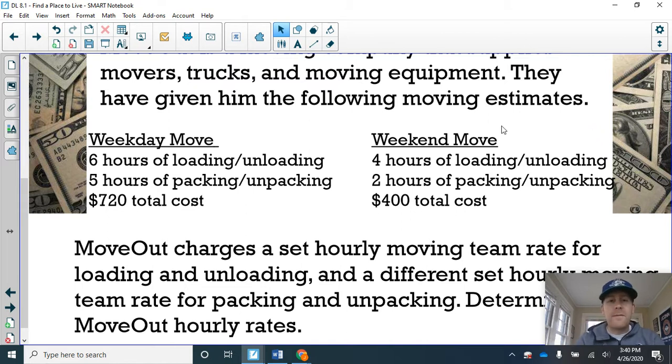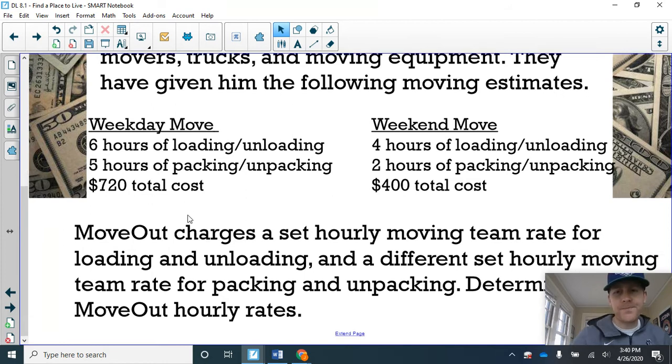So just to break it down for you guys, loading and unloading is basically what these movers do in terms of getting his possessions into and out of the truck. And then they'll also pack and unpack his possessions for him as well. So that's why those are 2 different things in this case. Move Out charges a set hourly rate for loading and unloading, and a different rate or price for packing and unpacking. So we want to determine the hourly rates.